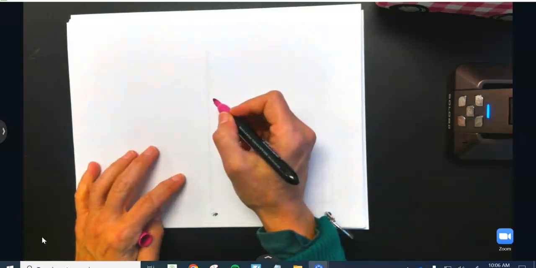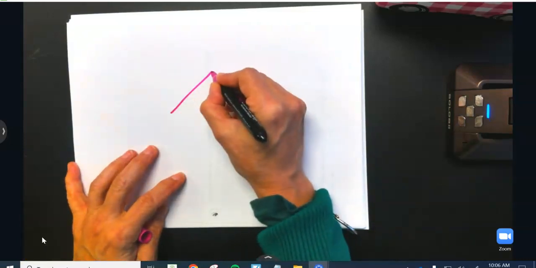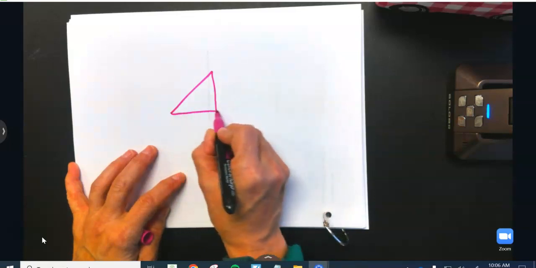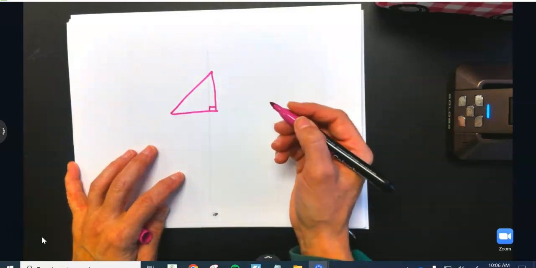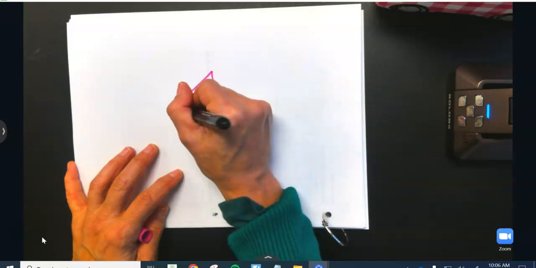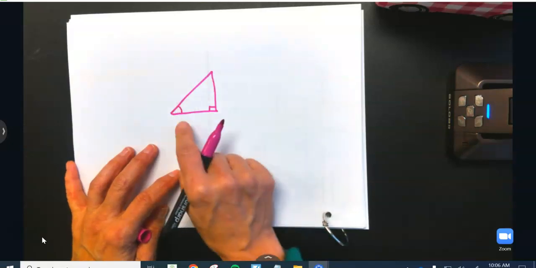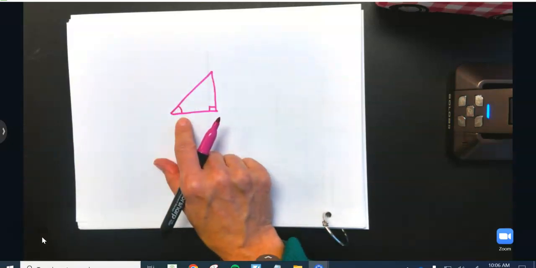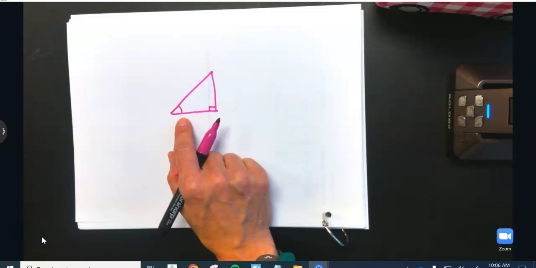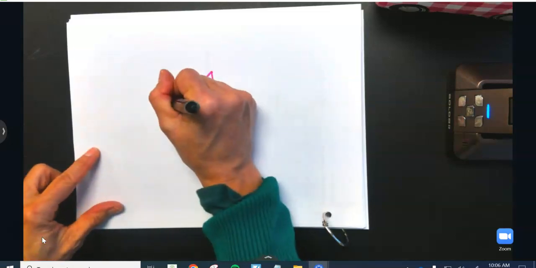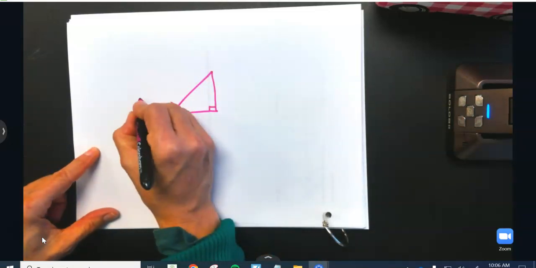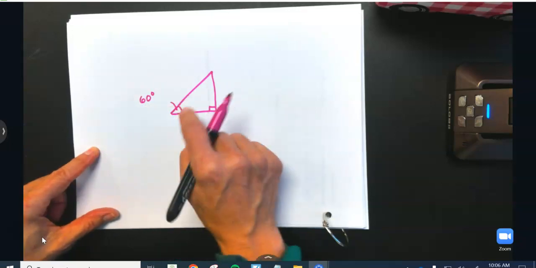On a right triangle, let's pretend that this angle right here, we know this angle. How do you measure angles? That's how we're going over this. So let's say we know for sure this is 60 degrees.